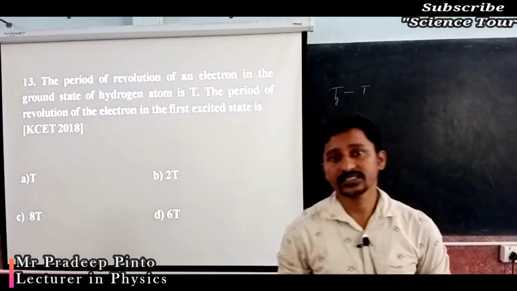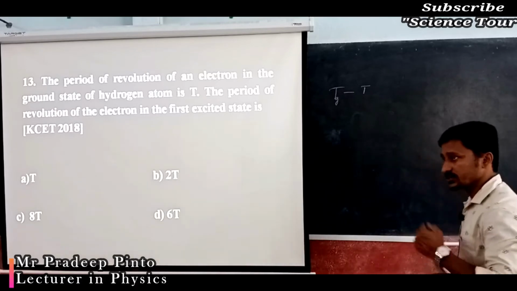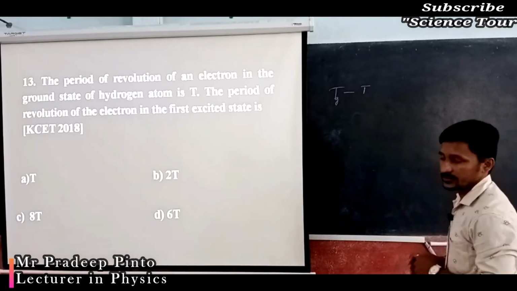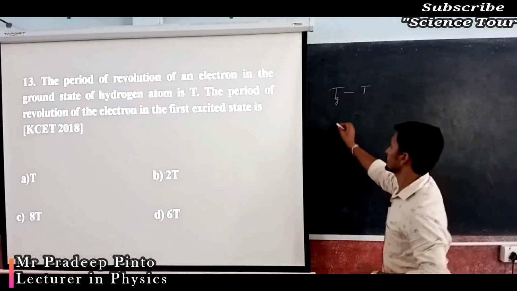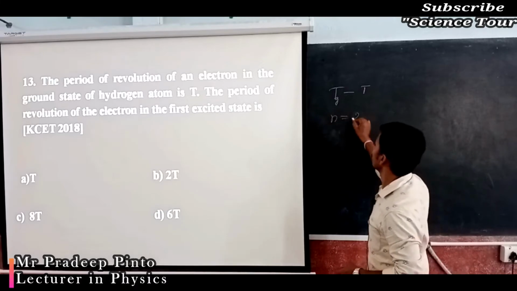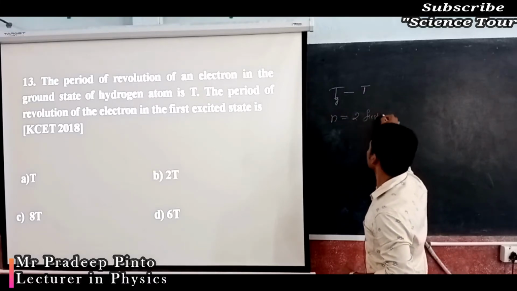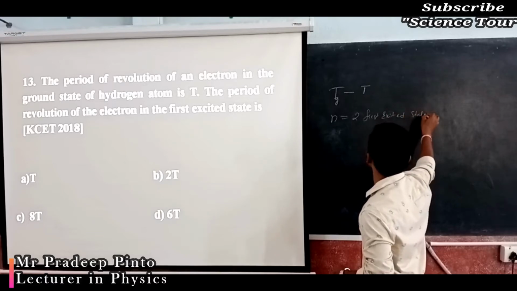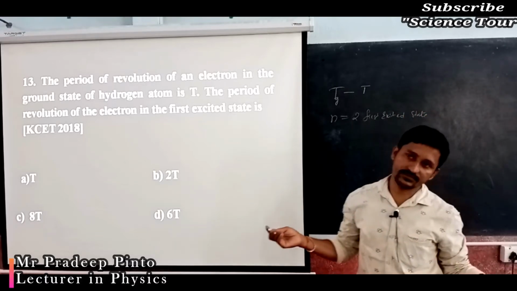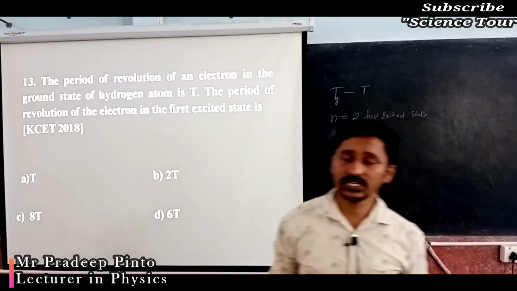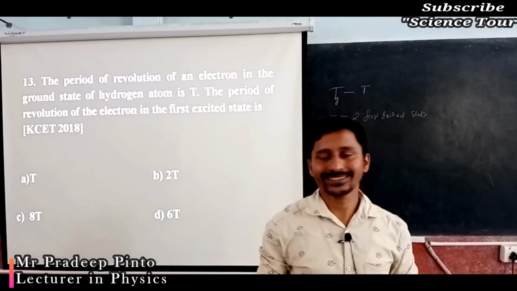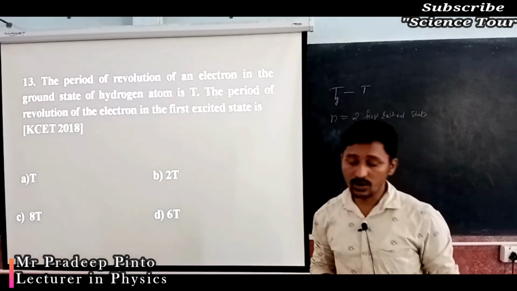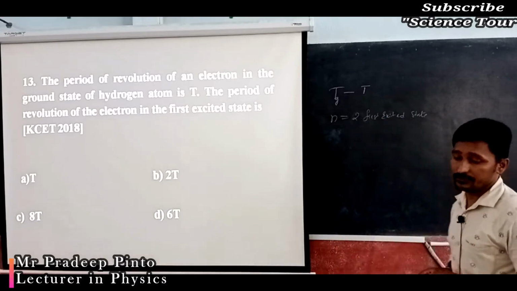So first excited state means which one? The first excited state means n is equal to 2, because ground state is not an excited state, but ground state n is equal to 1. The first excited state is n is equal to 2. Now you have to find out the period of revolution.